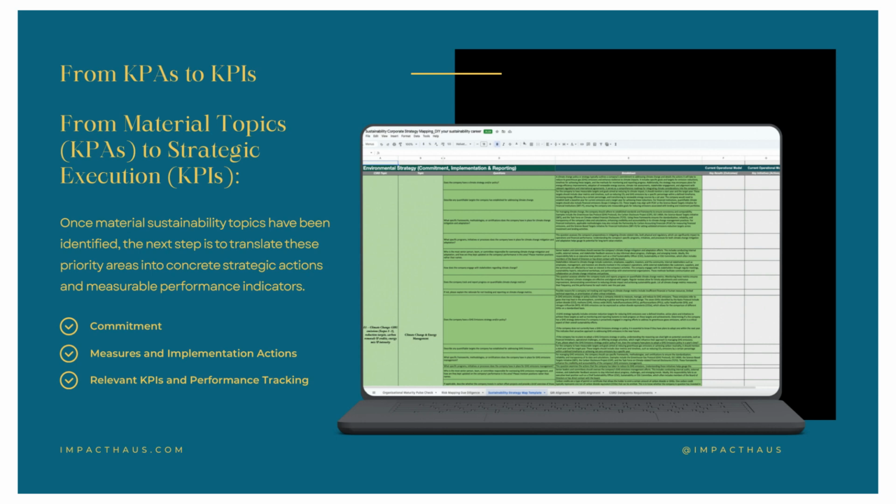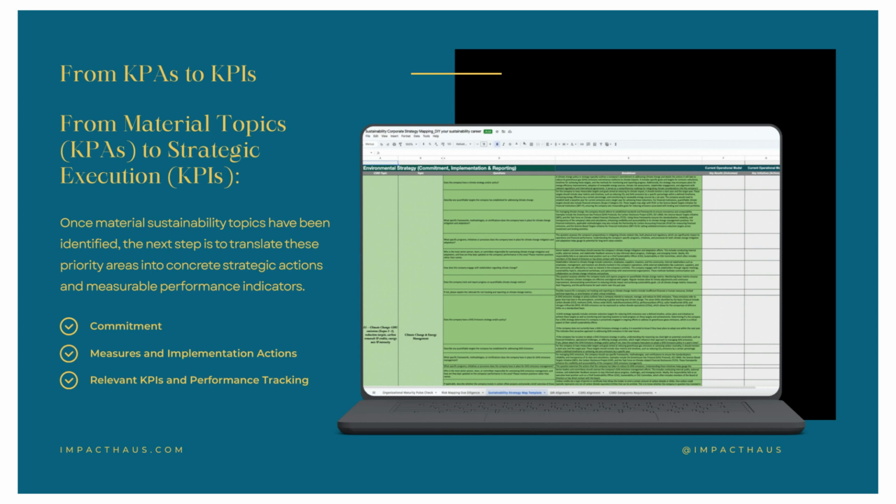This is one of the most important sections because sustainability strategies often fail when they remain at the level of ambition without clear implementation. If the commitment is reducing greenhouse gas emissions, the implementation actions might include conducting a full carbon footprint assessment, transitioning electricity procurement toward renewable energy, improving energy efficiency in buildings, electrifying company vehicle fleets, or engaging suppliers to address Scope 3 emissions. Each of these actions represents a program or initiative that the organization can actually execute.